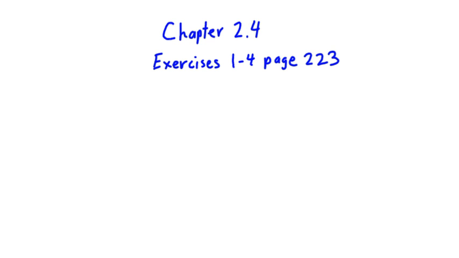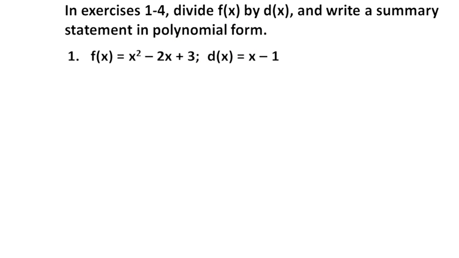Now, we're going to go into the book exercises. The ones that we had up till now were just preliminaries that I devised for extra practice. Now we're going to the book, exercises 1 through 4. In exercises 1 through 4, divide f of x by d of x and write a summary statement in polynomial form. Well, I'm going to already start our summary statement, and that's going to be simply f of x over d of x equals. That's the beginning of our summary statement.